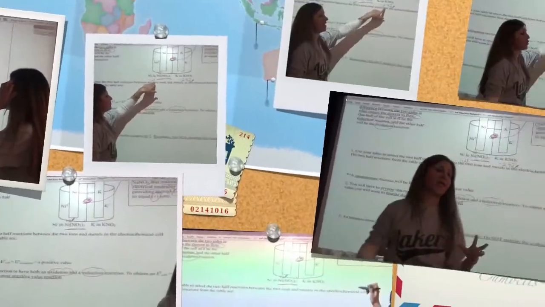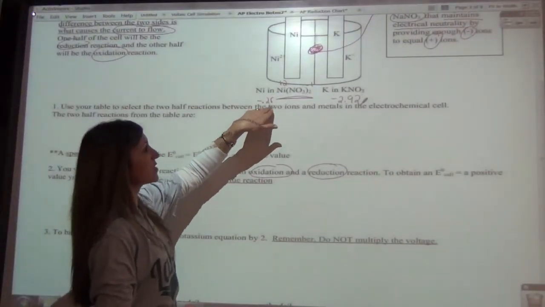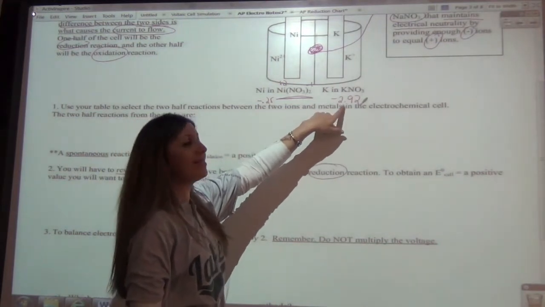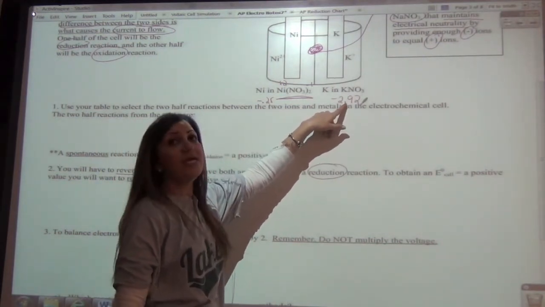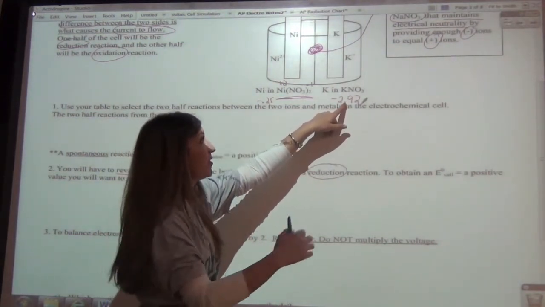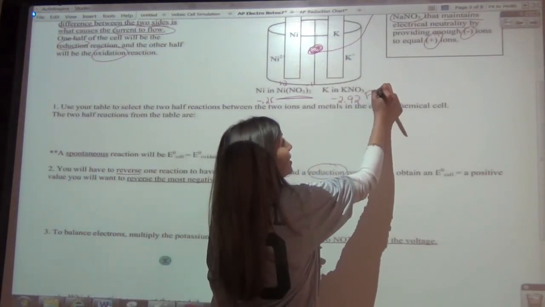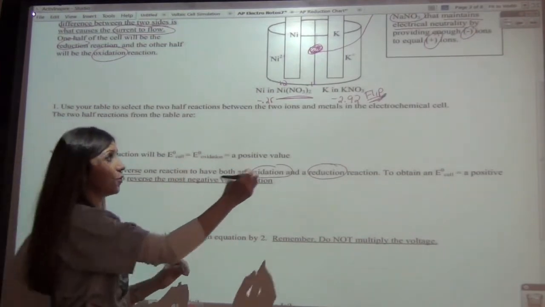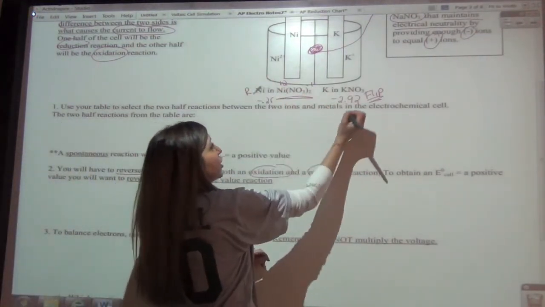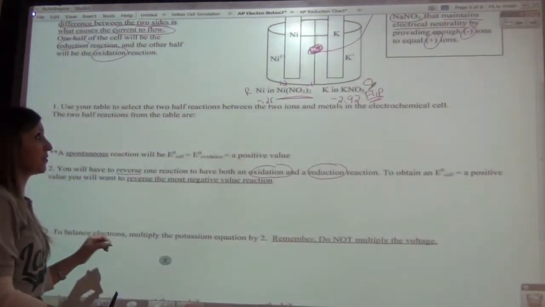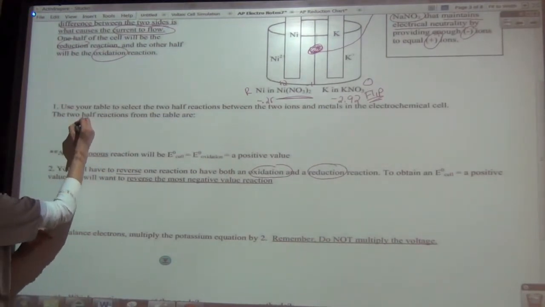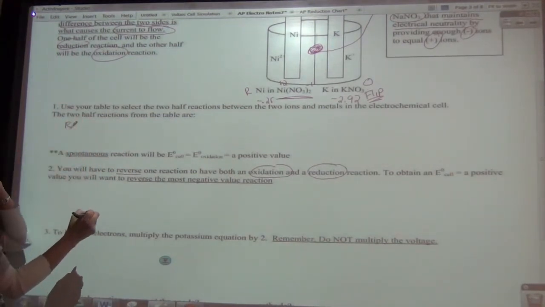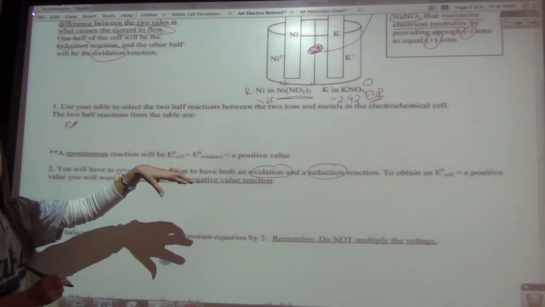We're looking for nickel. Okay, so we figured out that the nickel was -0.25 and the potassium was -2.92. If that's the case, the one that's lower down on the chart, that's the one that we need to flip. That's the one we need to reverse and make our oxidation point. So this one's going to be our reduction and this one's going to be our oxidation. Okay, so let's first write our reduction one, which is the nickel one. And that one we're going to write exactly the way that it is on the chart.